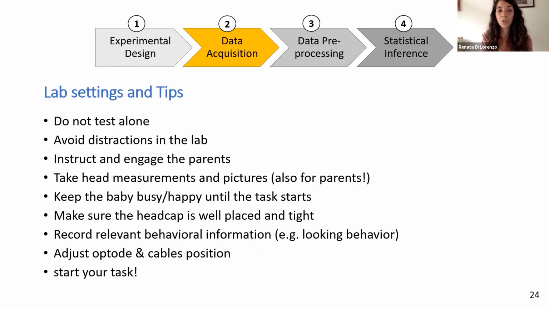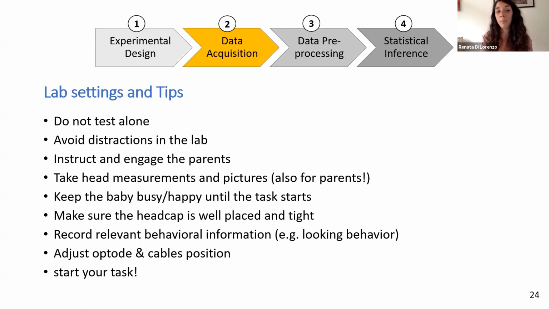And then avoid distractions in the lab. That's also important, because if you have something that is more attractive to the baby than your task, well, that's a problem. You should instruct and engage the parents. That's very important. Sometimes babies just feel parents' emotions, but also the parents should be comfortable in your lab. So give them all the information they need. Take out measurements, as I said at the beginning, and also pictures, also from parents. It's sometimes funny for them to come back home and have a picture of their baby being a little scientist.